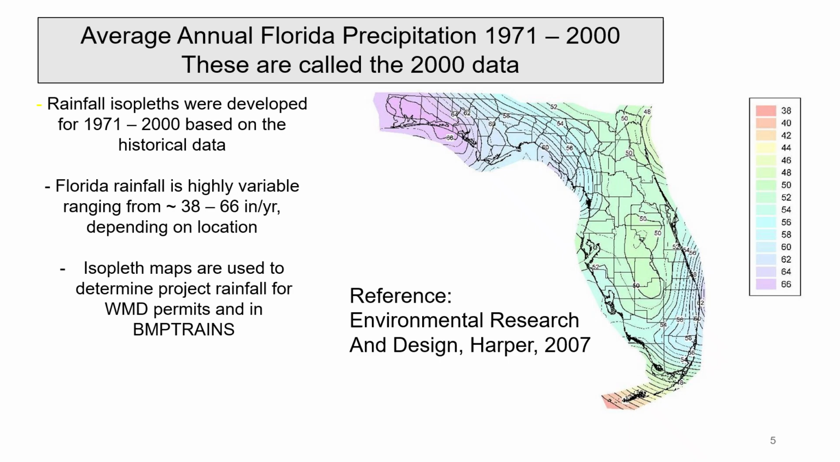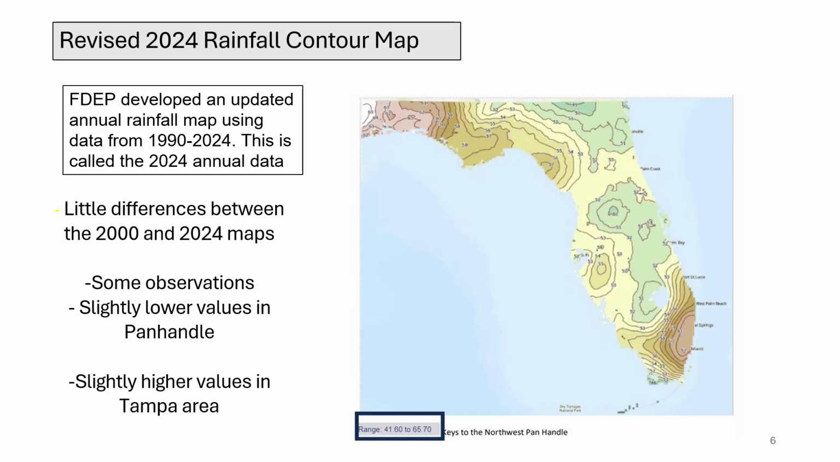Florida's rainfall is quite variable across the state. The average annual volumes range from a low of about 38 inches in the Florida Keys, all the way up to around 68 inches per year in the Panhandle, particularly west of Tallahassee. This dataset, which covers the 1971 to 2000 period, was developed by Harper in 2007 and is commonly referred to as the 2000 data. We are now looking at the revised 2024 rainfall contour map.